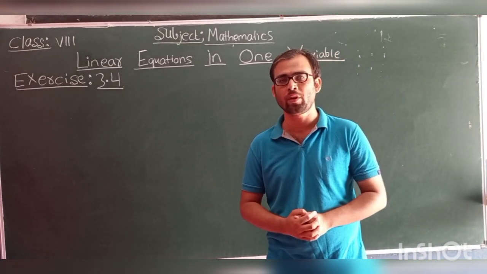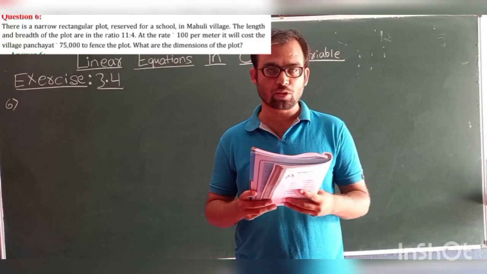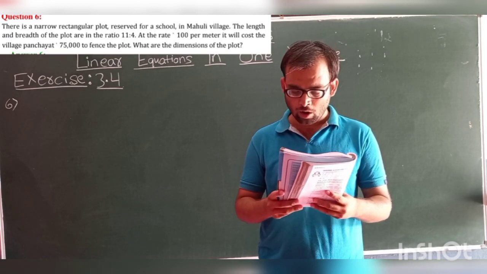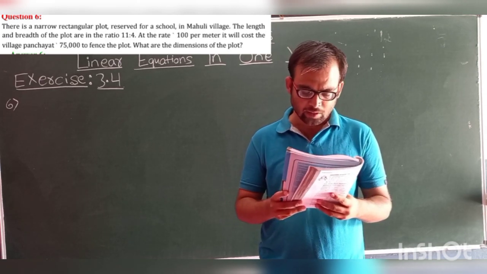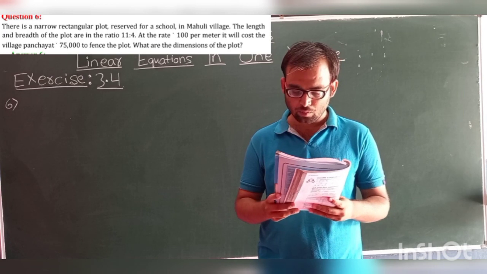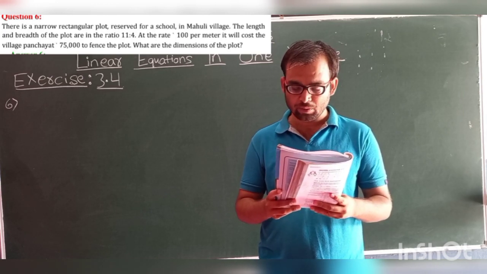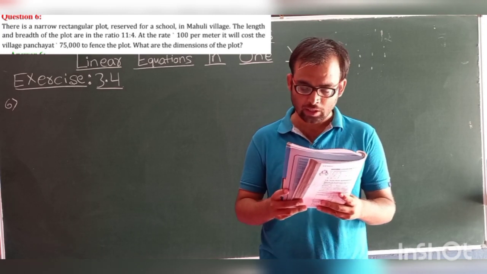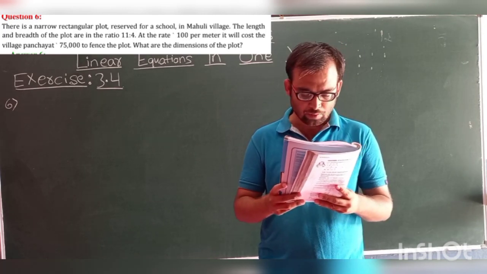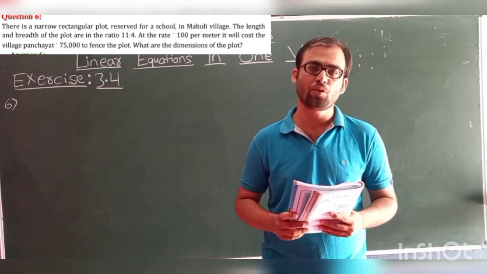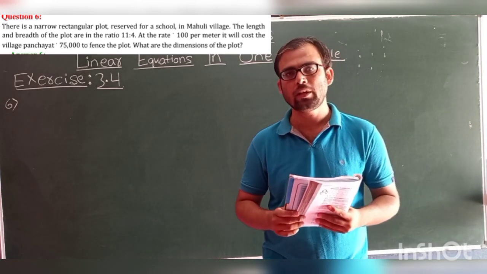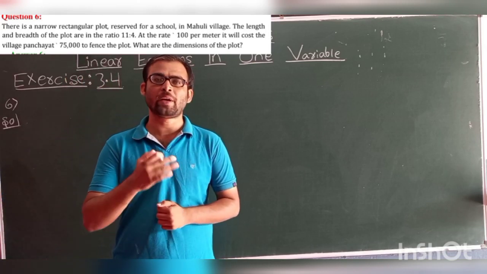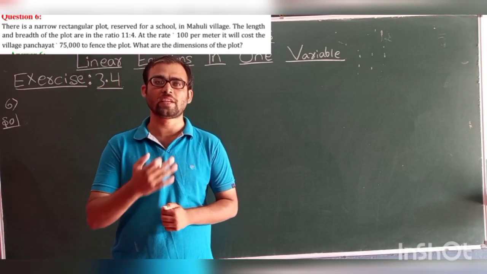Today we will continue with the problems of exercise 3.4 of linear equations in one variable. Students, look at the sixth question. There is a narrow rectangular plot reserved for a school in Mohali village. The length and breadth of the plot are in the ratio 11:4. At the rate of 100 rupees per meter, it will cost the village panchayat rupees 75,000 to fence the plot. What are the dimensions of the plot? So here, students, we need to find the length and breadth of the rectangular plot. Let us assume the length and the breadth of the rectangular plot be 11x and 4x.